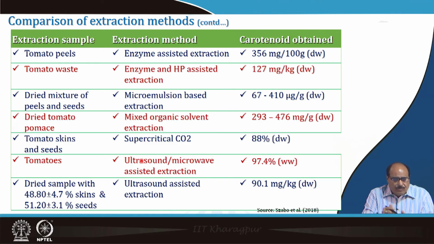Okay. So, from dried tomato peel or tomato waste or a mixture of peel and seeds, even dried tomato pomace, different components like tomato skin and seed, and even dried samples with the skin and seeds, various combinations and permutations are used, and even different extraction methods in some cases. In fact, from dried tomato pomace as well as the tomato waste as such and tomato peels, you get a good recovery of a good amount of lycopene.